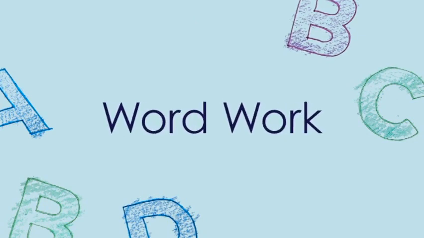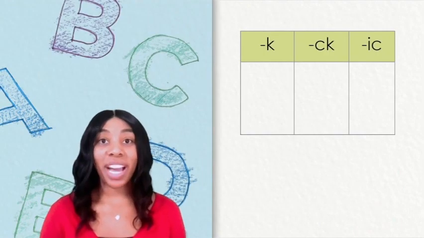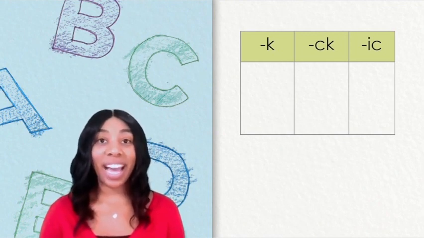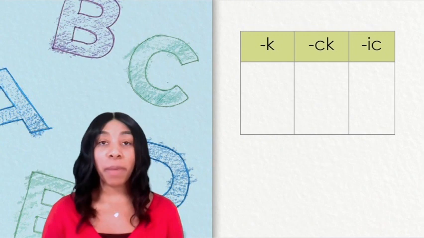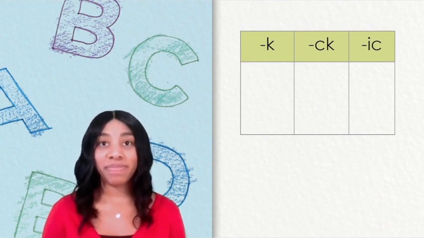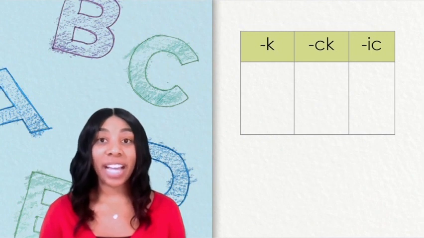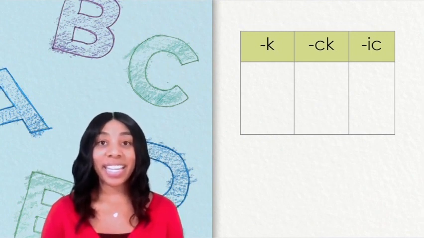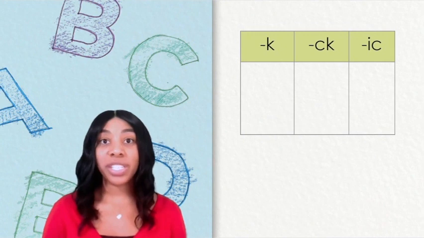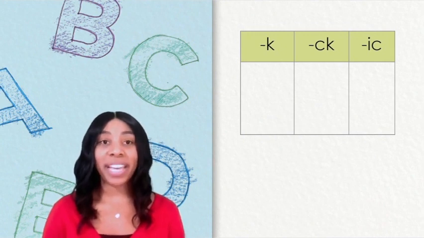Word work. We've been working on words that have the k sound at the end. Now it is time to practice reading and spelling these words. We have 3 categories to put them in. We have the first column, K, the second column, CK, and the last column with IC. We are going to decide which column the words fall into, and they all make the k sound. Good luck!